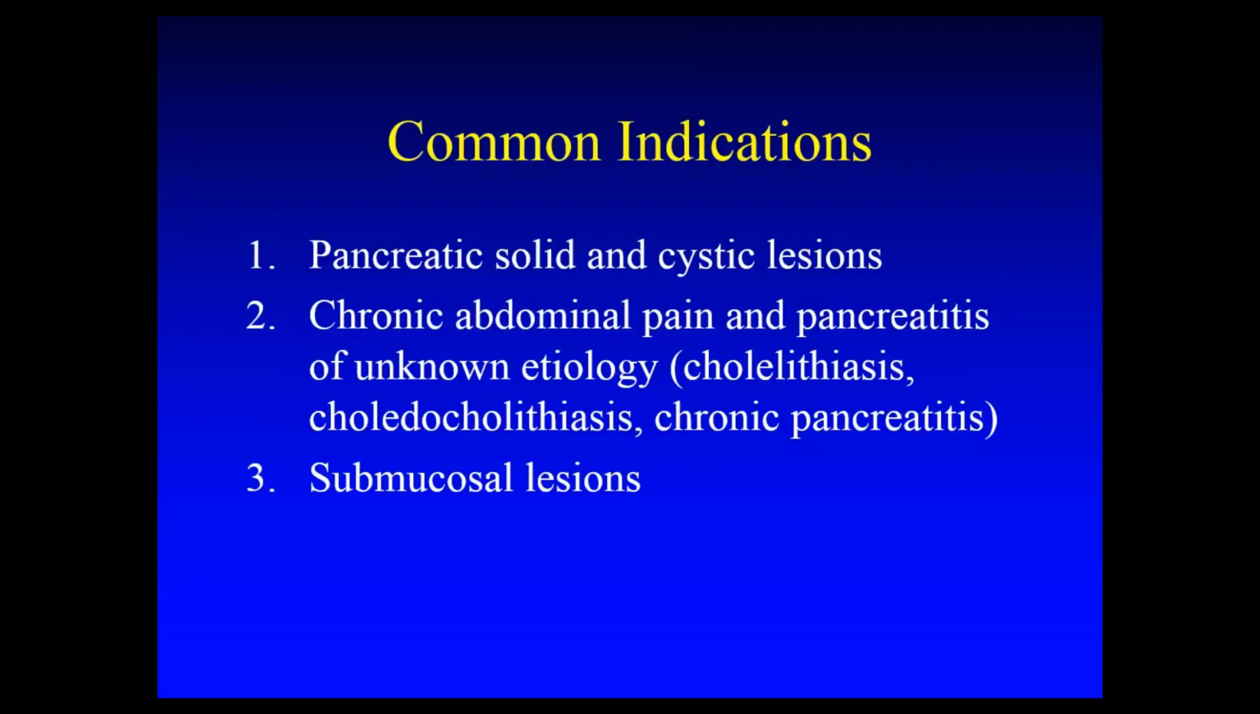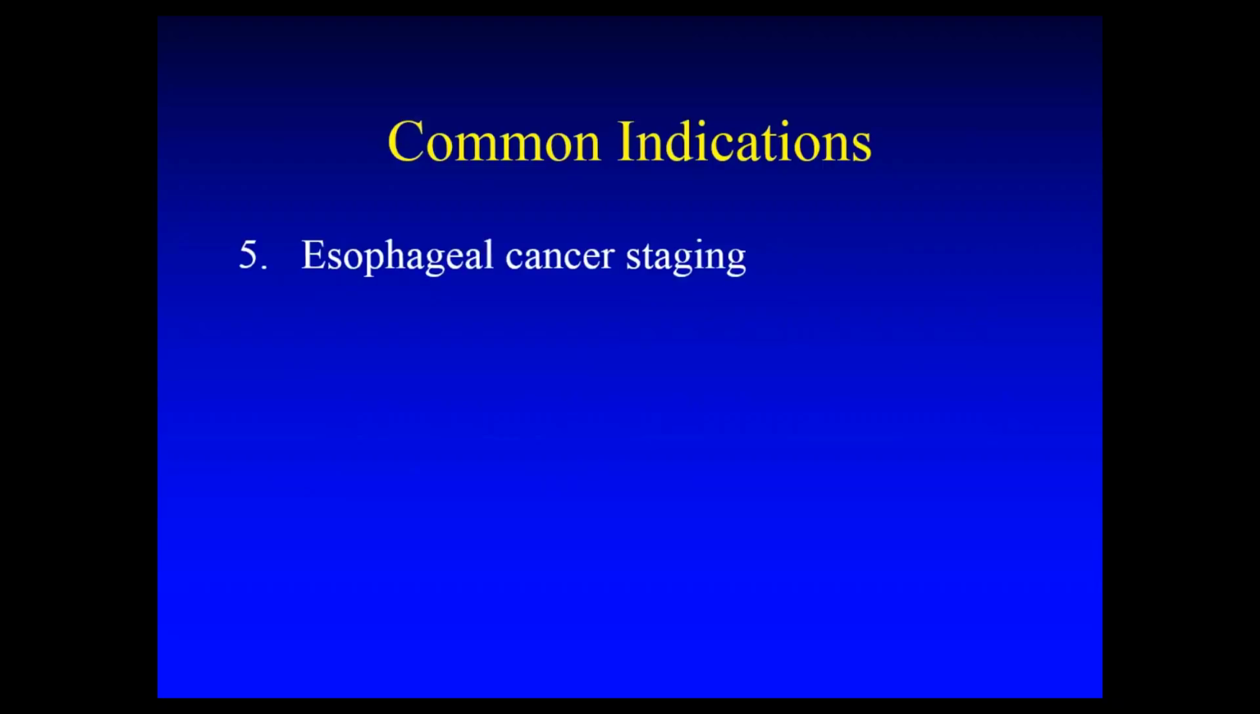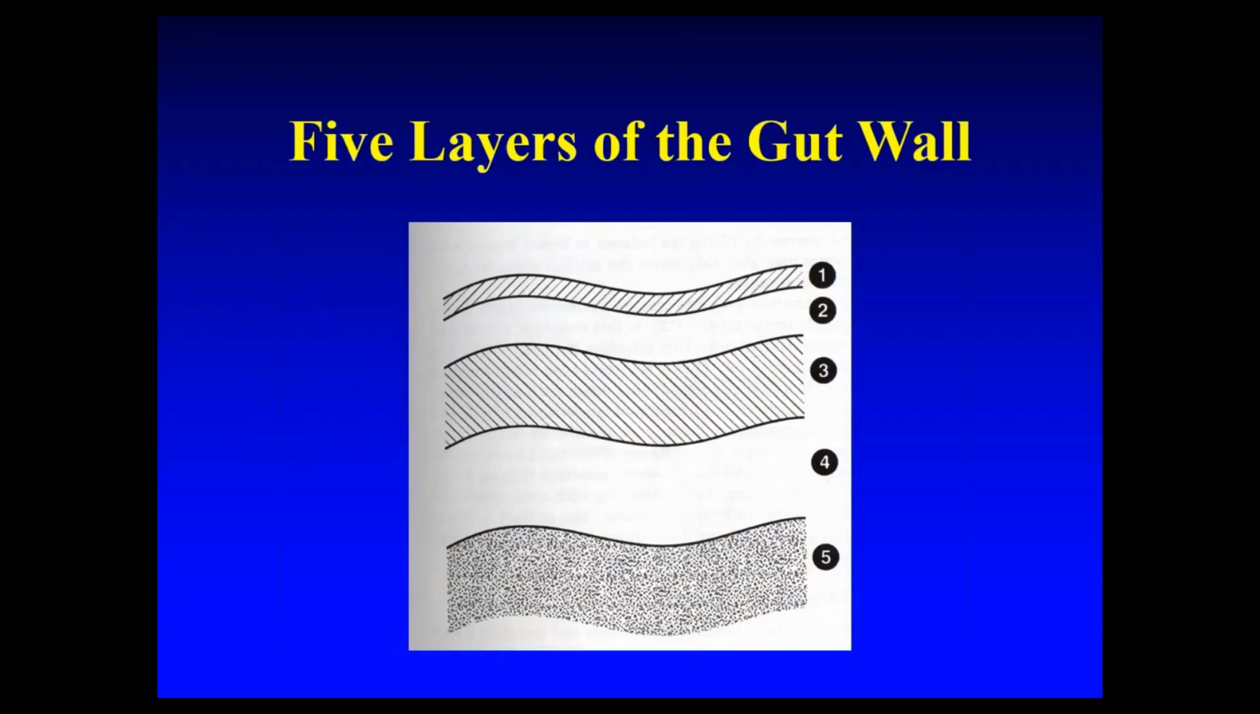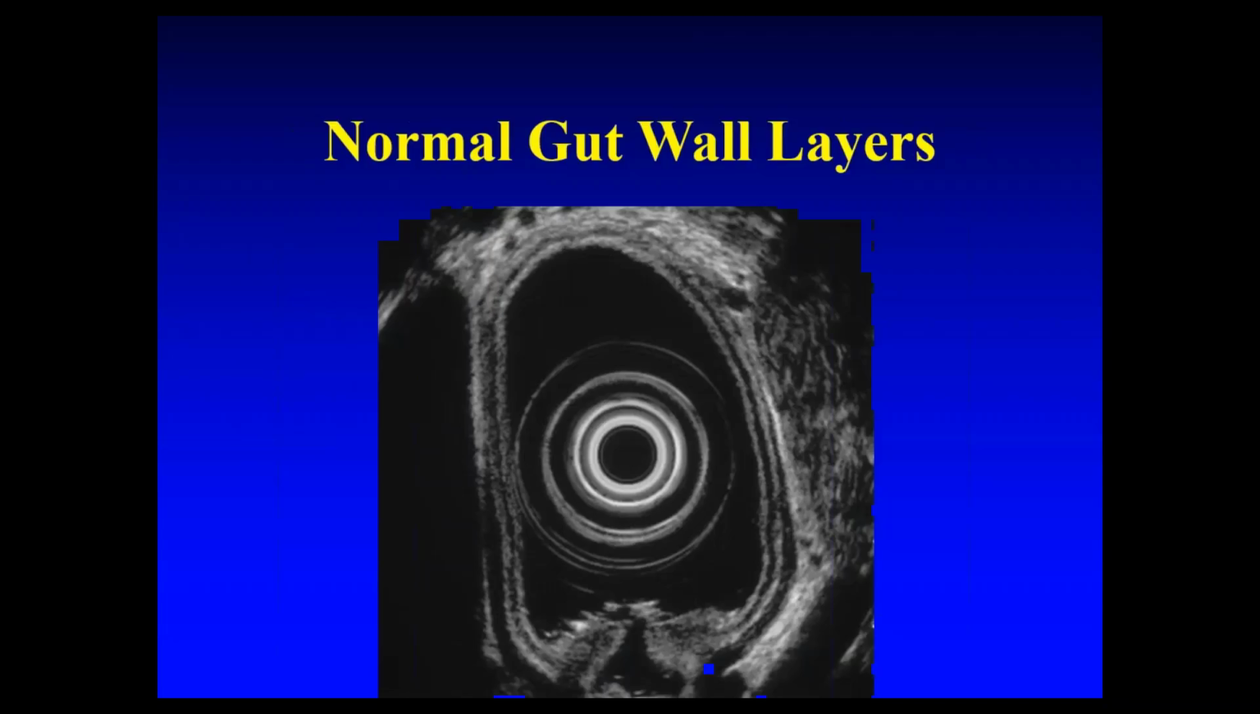We often do EUS to evaluate patients who were found to have submucosal lesions on prior endoscopy. We do EUS to stage esophageal cancer, biliary cancer, rectal cancer, and lung cancer. What makes EUS an ideal modality for cancer staging is its ability to really differentiate the different wall layers.